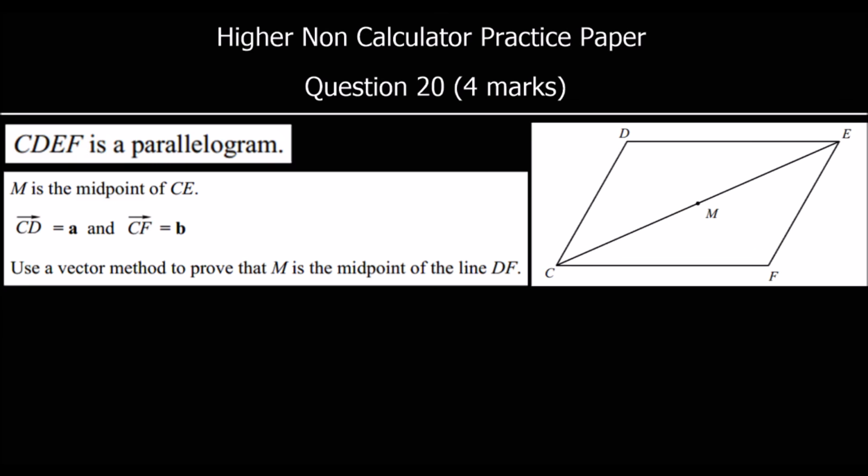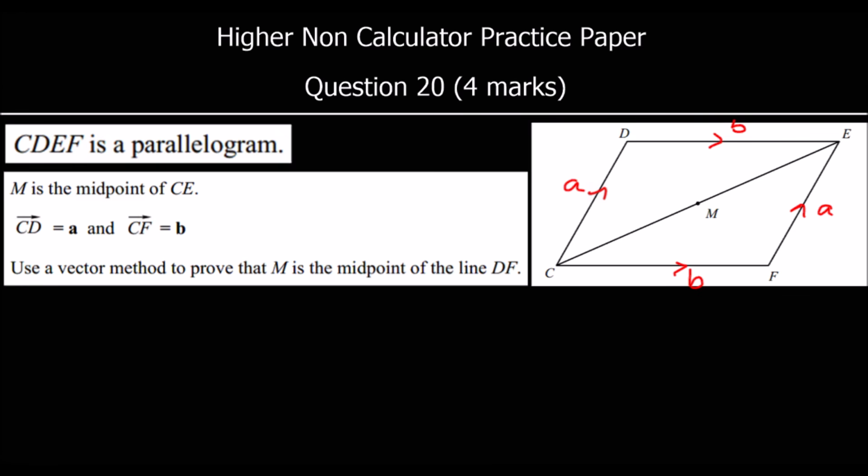Okay, one for you to try. So pause the video and give it a go. This time we've got a parallelogram, CDEF. M is the midpoint of C to E, and C to D is called A. C to F is called B. And because we've got a parallelogram, parallelograms have opposite sides equal. So this is also a B, and this is also an A. We need to prove that M is the midpoint of the line D to F.